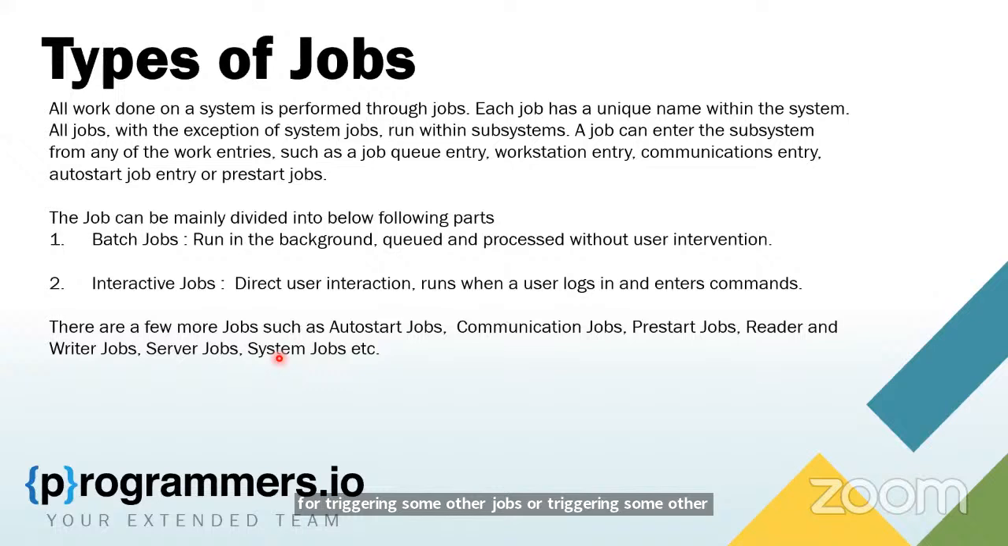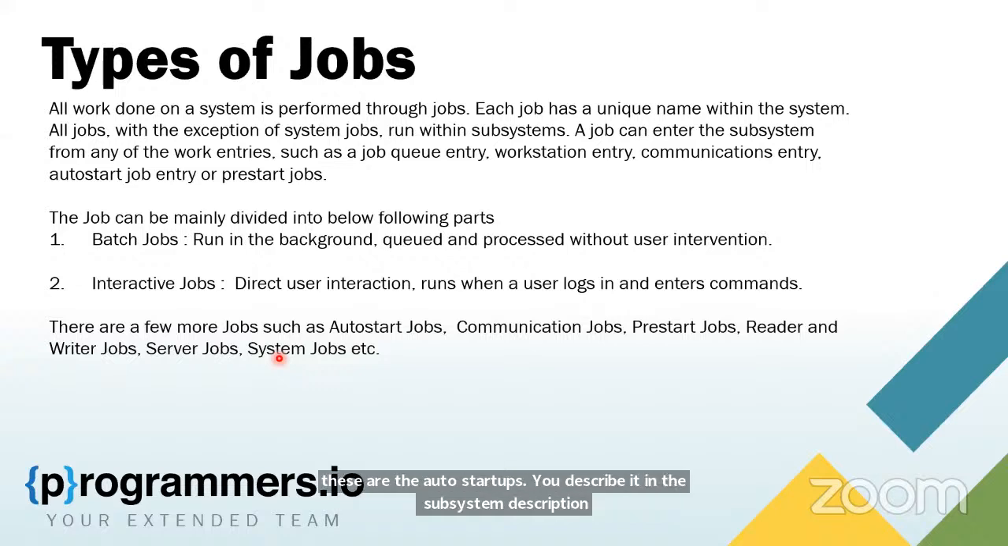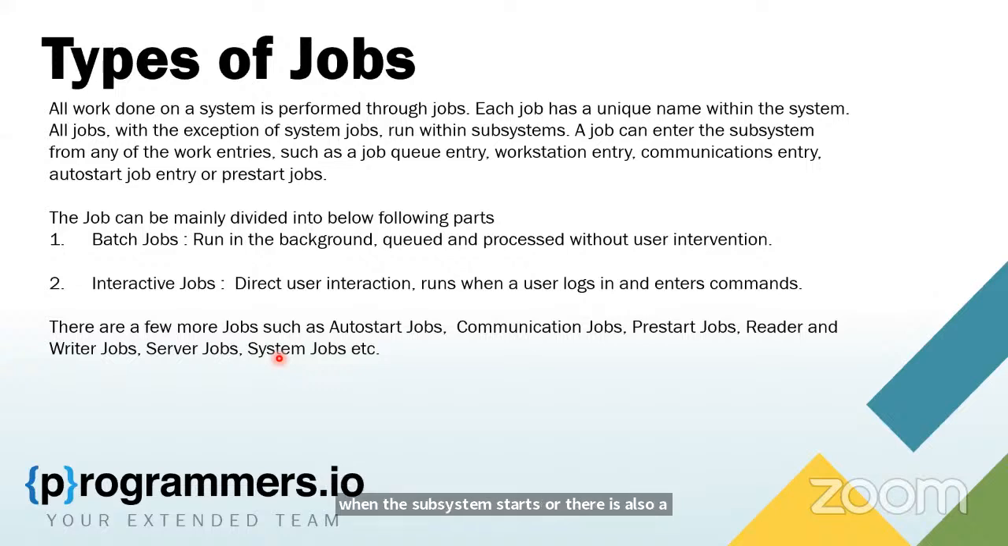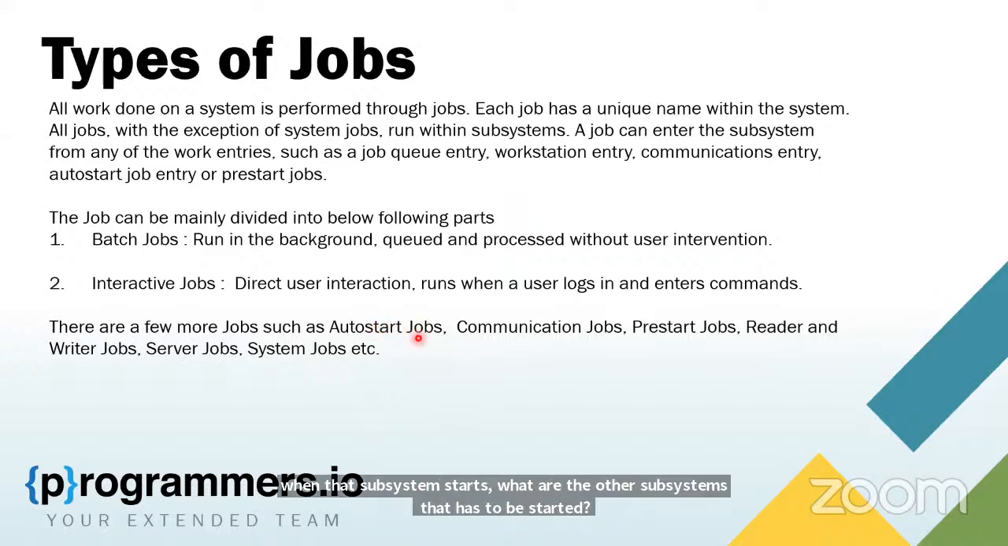So these are the auto start jobs. You describe it in the subsystem description when the subsystem starts, or there is also a controlling subsystem that comes with IBM. It is called QCTL. This subsystem is the subsystem that controls all other subsystems. So QCTL is a system provided IBM i subsystem. When that subsystem starts, what are the other subsystems that have to be started? You can specify those in the auto start jobs.